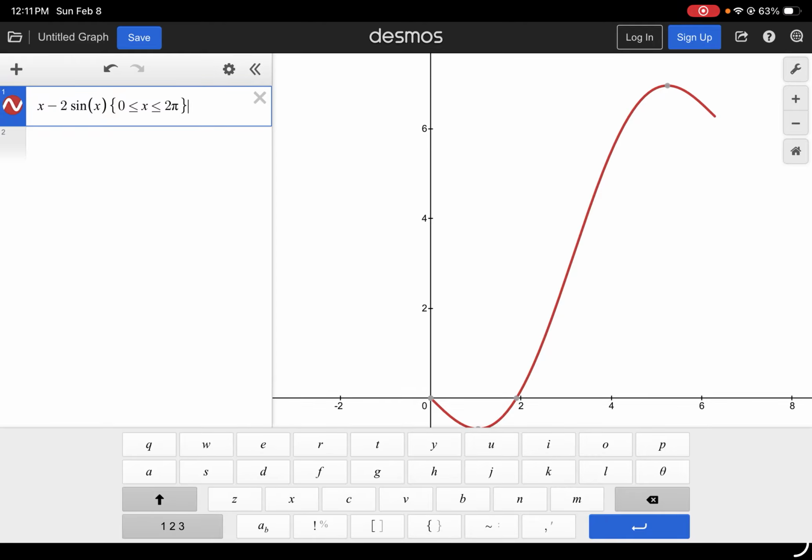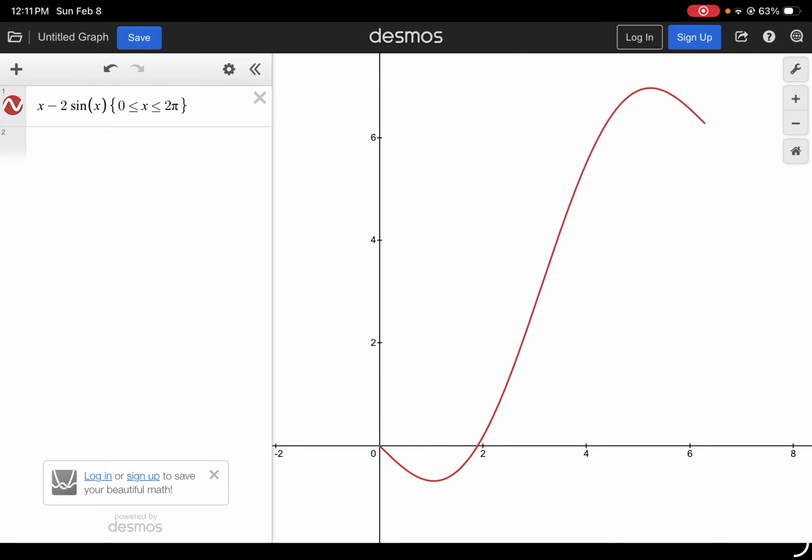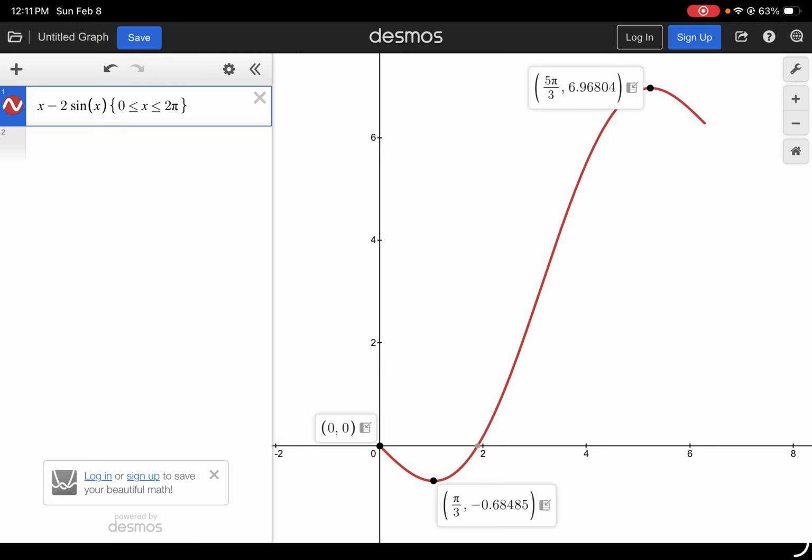So I do 0 less than or equal to x less than or equal to 2 pi, and it ends up giving me just a restricted version of what this picture looks like. And when you click on the graph, it's beautiful. It automatically shows you the value at the endpoints, the value of the min and the max, and it also shows you any zeros. So this is pretty nice.